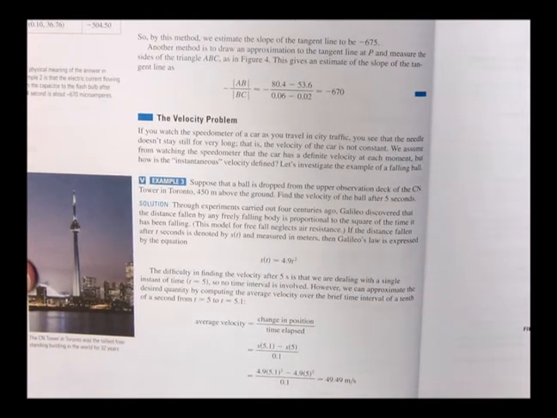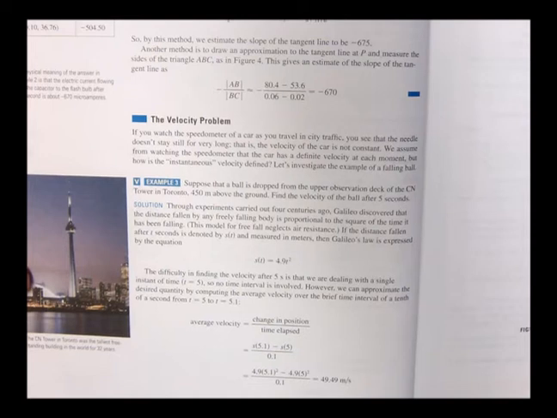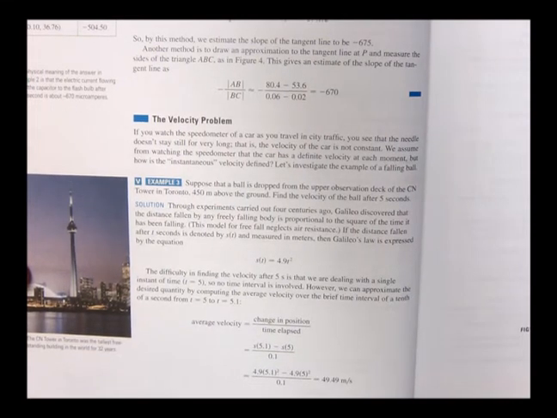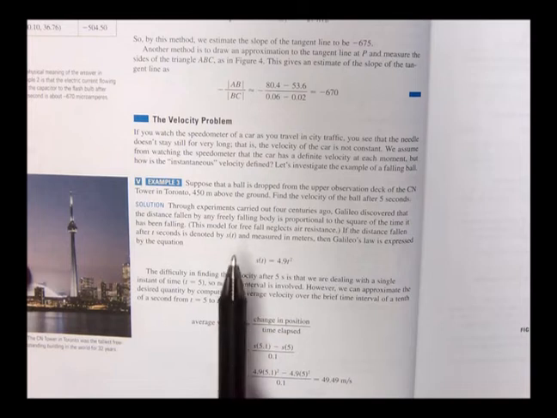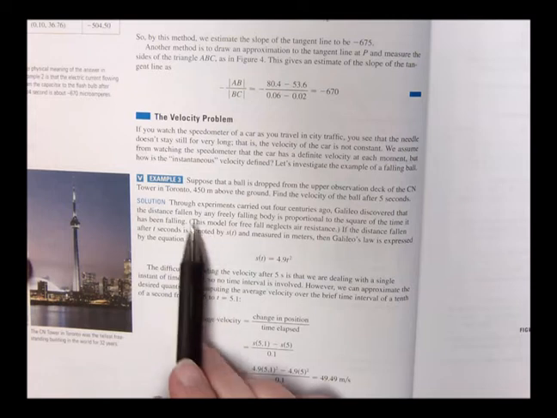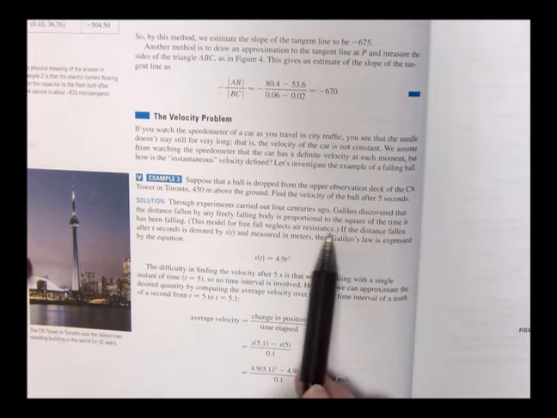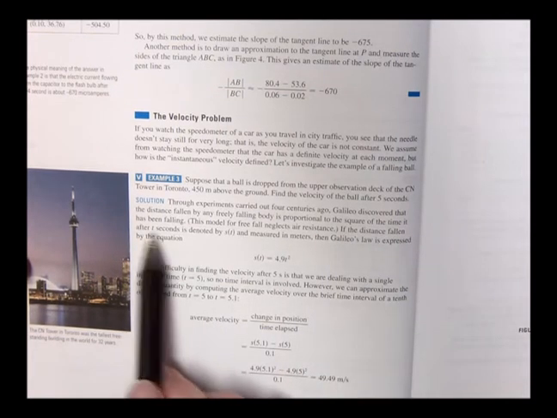Suppose that a ball is dropped from the upper observatory deck of the CN Tower in Toronto, 450 meters above the ground. Find the velocity of the ball after 5 seconds. First, we have to have a little bit of knowledge from physics. Galileo discovered that the distance fallen freely is proportional to the square of the time it has been falling.